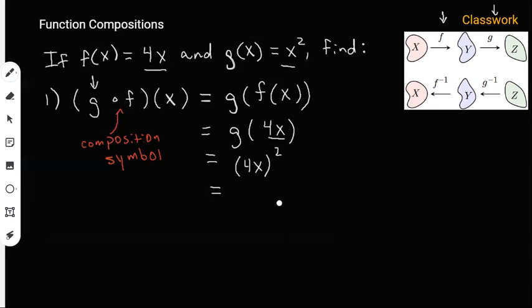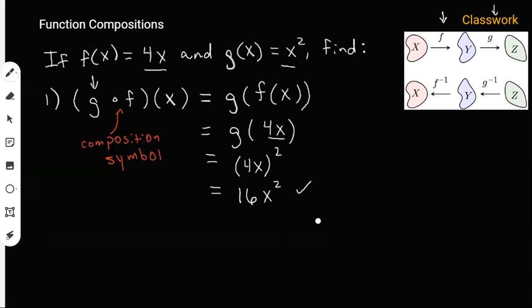Okay, so I'm going to square 4x. That means I need to square the 4, and I need to square the x. So what happens when you square a 4? Well, you get 4 times 4, right? Which is 16. And then I need to square the variable x. And that's going to give me x times x, which is x squared, right? And I'm done. That is my composite function.